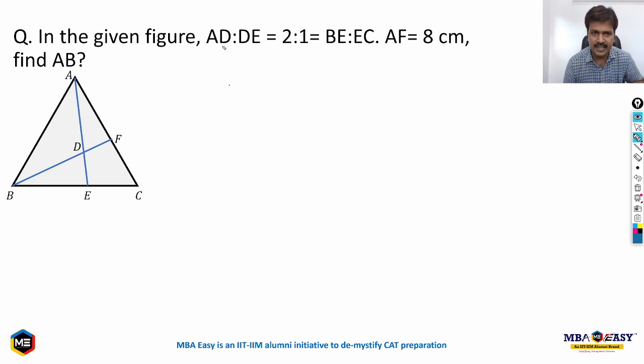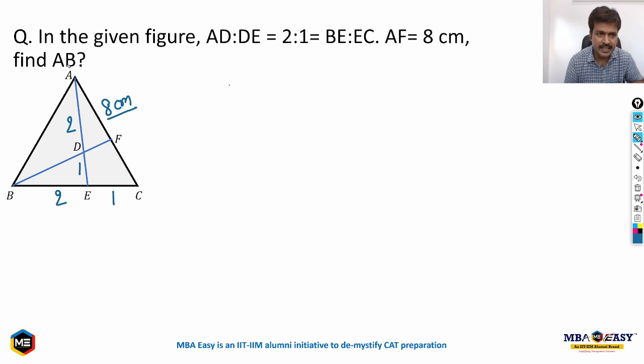The question says that AD is to DE is 2 is to 1. So this is AD, this is DE. This ratio is given as 2 is to 1. BE is to EC is also 2 is to 1. And AF is given as 8 centimeter. So this is the data given in the question.